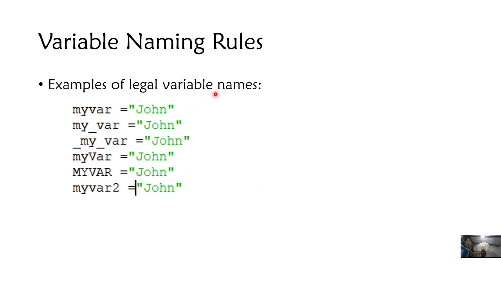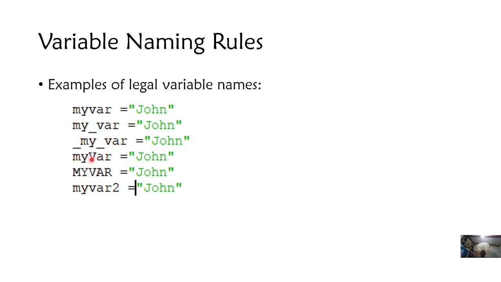So here are good examples of legal variable names. A variable name could have only small letters, that's fine. A variable name can have an underscore in between, so you can use this if you know that your variable is going to have two words. For example, I would say second_name, with an underscore in between. And also, a variable name can start with an underscore and you put whatever you want.